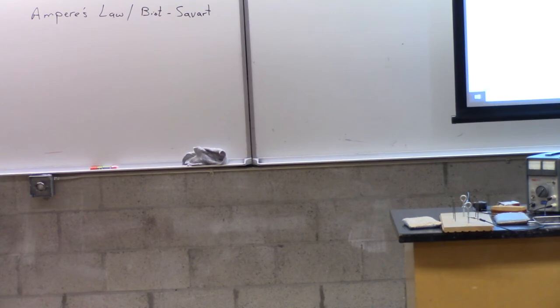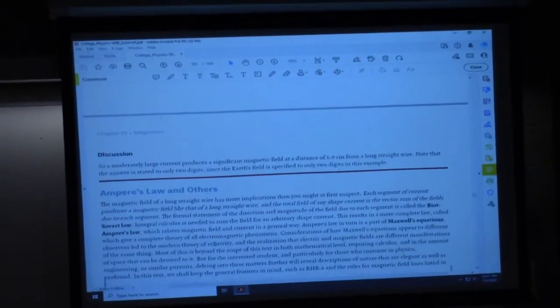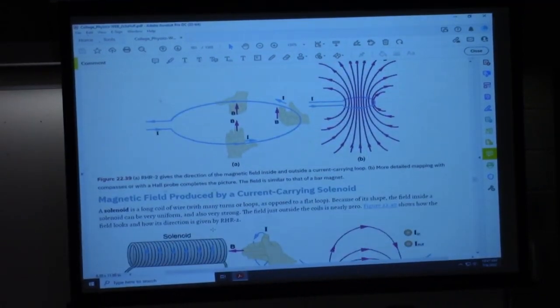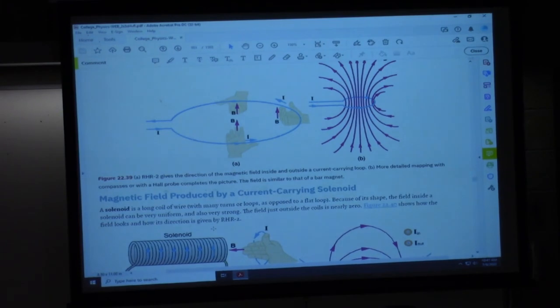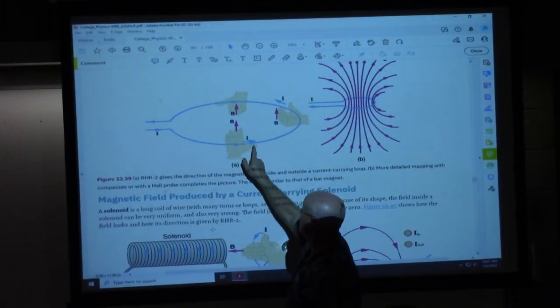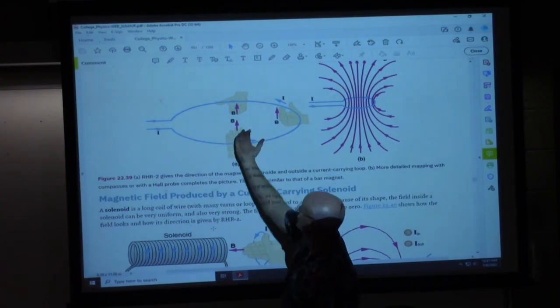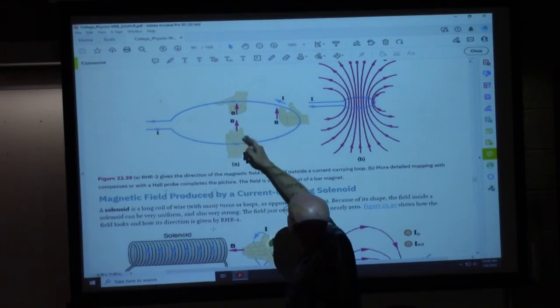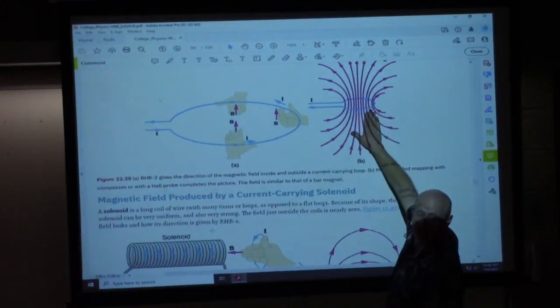And again, your author does a good job here of showing you a picture of a wire in a loop. See? And so there's somebody's right hand. There's the thumb in the direction of the current. There's the fingers going up. And so everywhere around this loop it goes up. And so the field would look something like this.